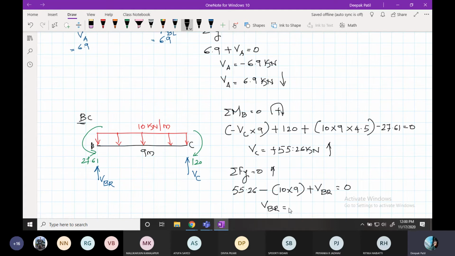So if you solve this, VBR is 55.26 minus 10 into 9. You're getting minus 34.74. So if you take it to that side, it will become plus 34.74. So you're getting plus 34.74 kilonewtons, and your assumption of VBR upwards is correct because you're getting a positive answer. So let me mark this here. So VBR is 34.74 and this is 55.26. OK.